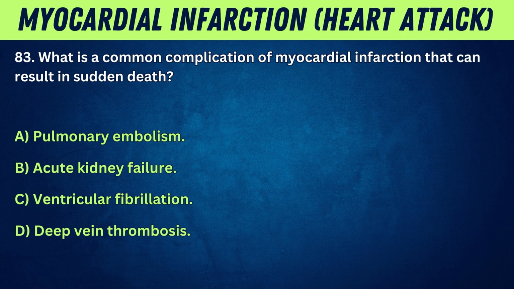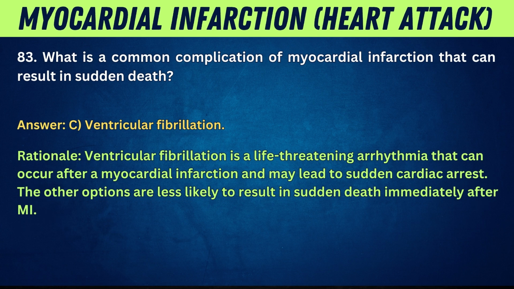83. What is a common complication of myocardial infarction that can result in sudden death? A. Pulmonary embolism. B. Acute kidney failure. C. Ventricular fibrillation. D. Deep vein thrombosis. Answer: C. Ventricular fibrillation. Rationale: Ventricular fibrillation is a life-threatening arrhythmia that can occur after a myocardial infarction and may lead to sudden cardiac arrest. The other options are less likely to result in sudden death immediately after MI.